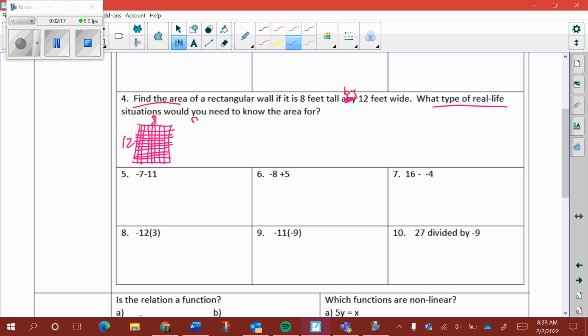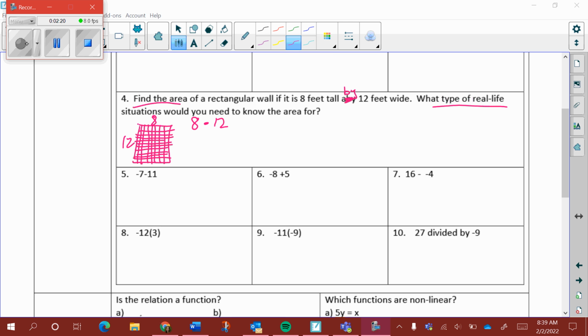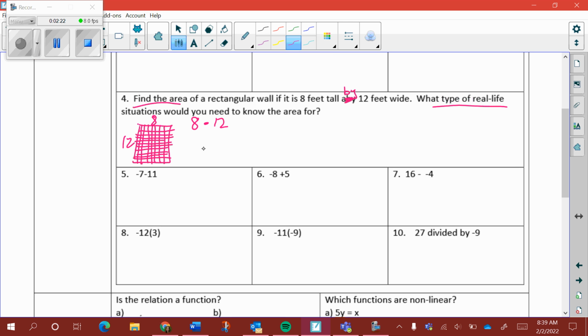Or we could just say 8 times 12, which is 96. So that would be 96, and these are feet, so it's going to be feet squared. That would be the area, because area is equal to length times width. And then give a real life situation. So you tell me, give me a real life situation.